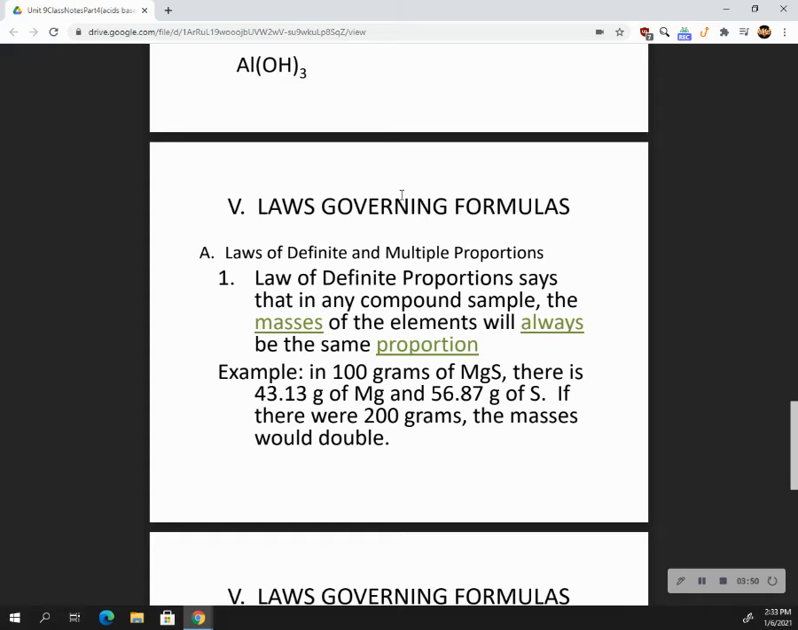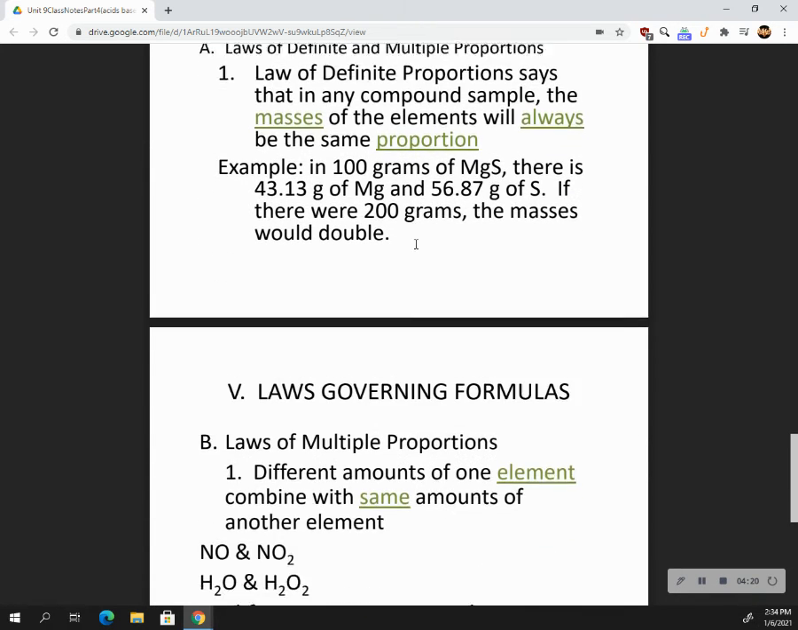So the laws governing forces, the law of definite and multiple proportions. Definite proportions says that in any compound sample, the masses of the elements will always stay in the same proportion. So if we have 100 grams of MgS, there are 43 grams of magnesium and 56.87 grams of sulfur. That means if it was doubled, their masses would be doubled. So it will always stay the same regardless because of the law of definite proportions.